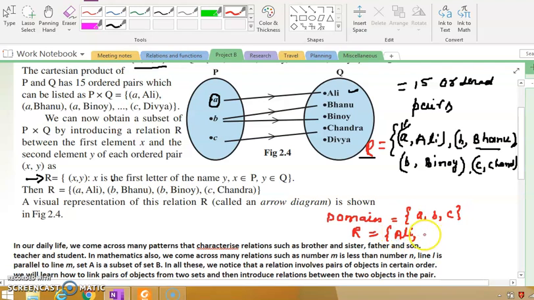Ali, Bhanu, Binoy and Chandra. So this is the range. The first element is called your domain and the second element is the range.